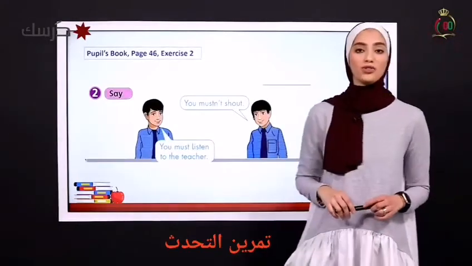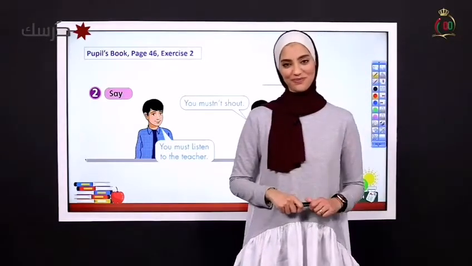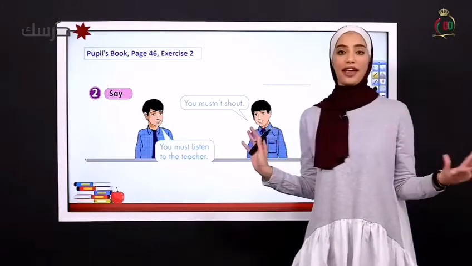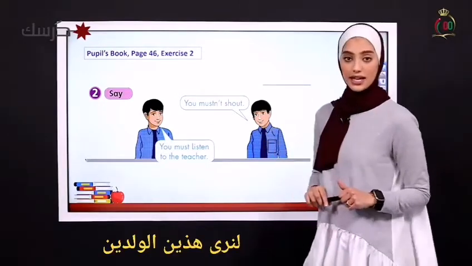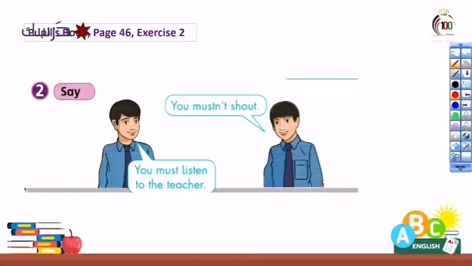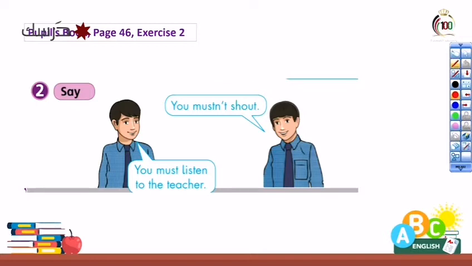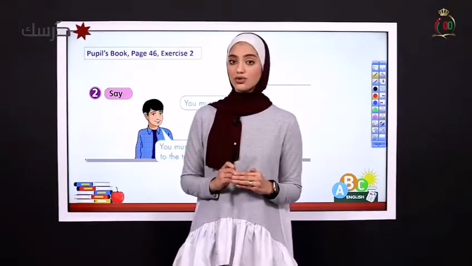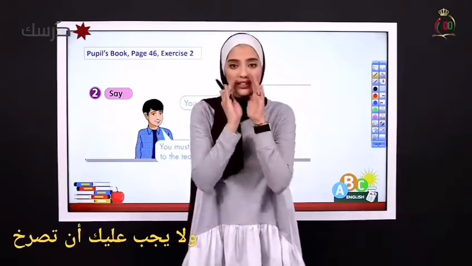Okay, now I want you to open your pupils book, page 46, exercise 2. In this exercise, all we need to do is just say. Now let's see those two boys. What are they saying? You must listen to the teacher. This one says, you mustn't shout. You can tell that these are the rules that you have to follow in the classroom. You must listen to your teacher. You mustn't shout, right?